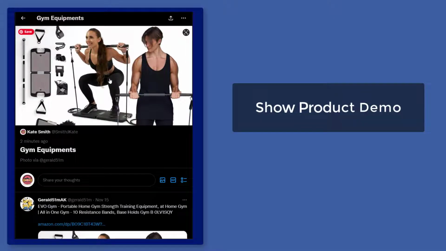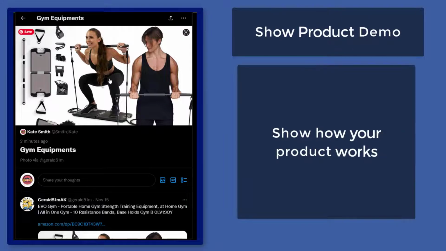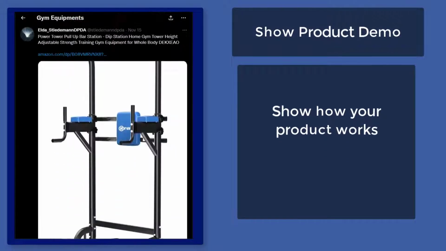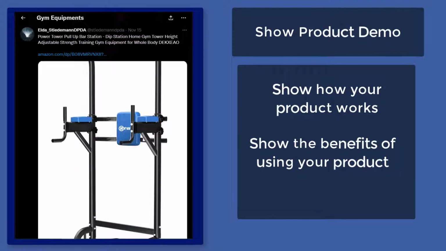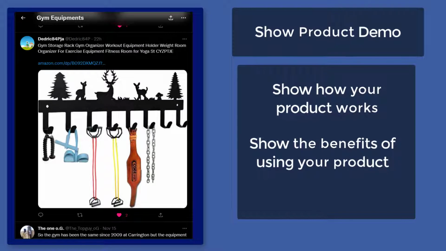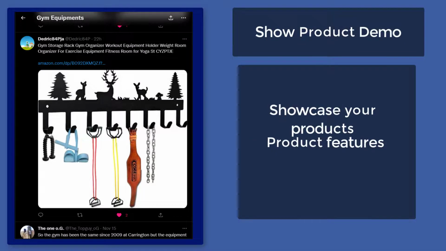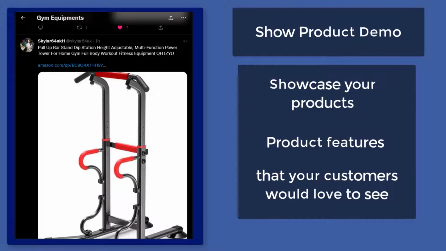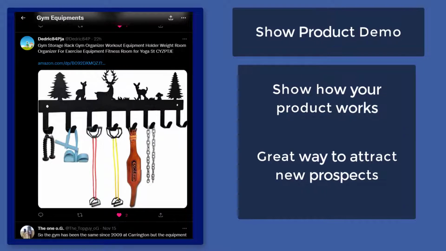Next, show product demo. You can create stories that show people how your product works. You can even share how people can benefit from using the product in their lives or how it can make their lives easier. You can use moments to show off your product features that your potential customers would love to see. It's also a great way to attract new prospects to your business.